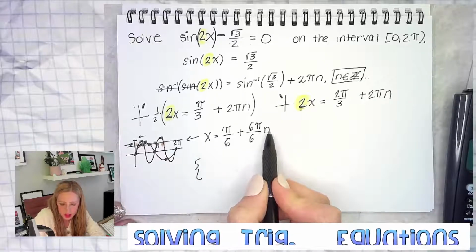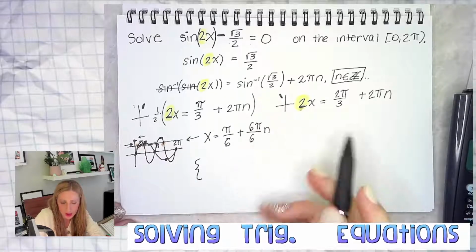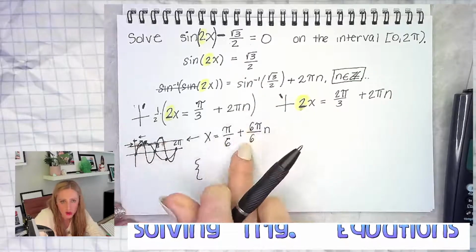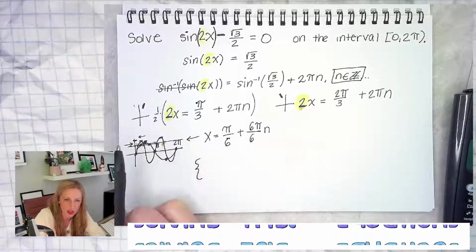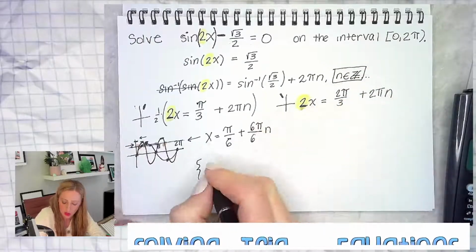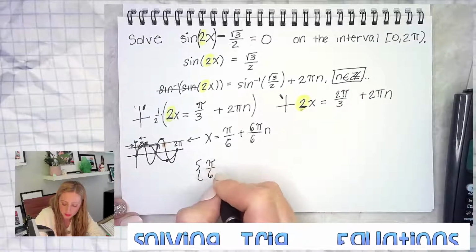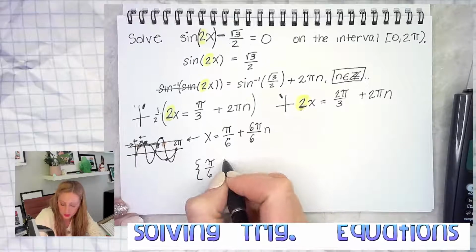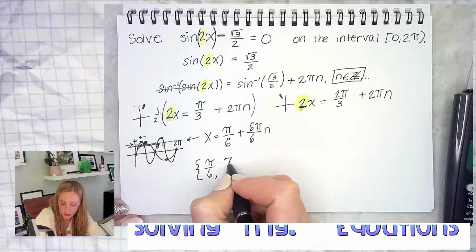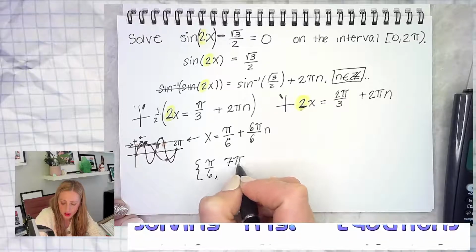Remember that n's an integer, so I could subtract. Sometimes you shift also, so you might have an answer before this one. We don't this time, because if I subtract, I'll get a negative, and we only want 0 to 2 pi. So I have pi over 6. If I add 6 pi over 6, what else will I get as an answer? Anyone? Good, 7 pi over 6.